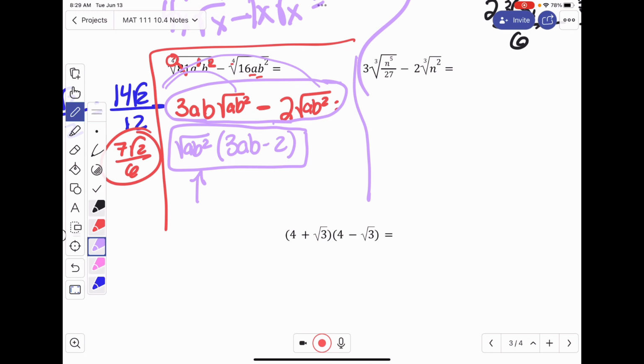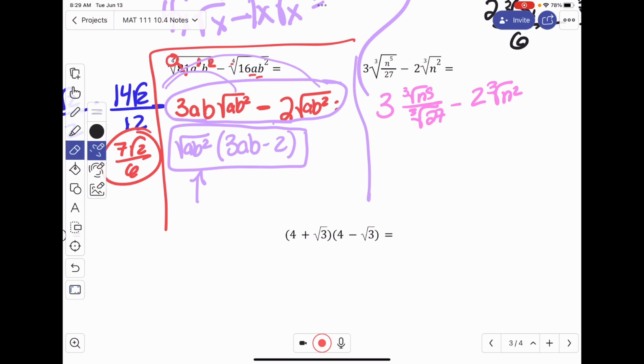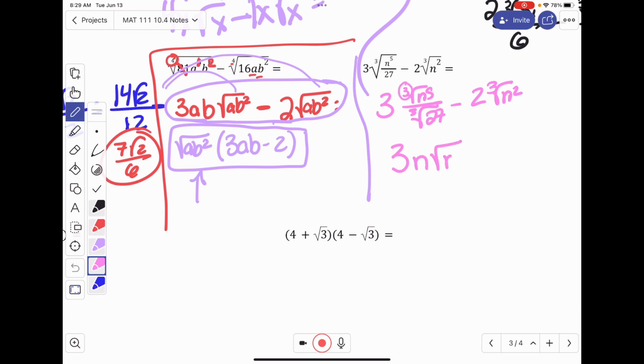All right, and then the last one of these. So cubed root of n to the 5th over cubed root of 27 minus 2 cubed root of n squared. So n cubed root of n to the 5th. Well, if I take out 3, because we need that 3, it puts an n on the outside. And then 5 minus 3 is 2, so we leave that on the inside. Cubed root of 27 is 3.